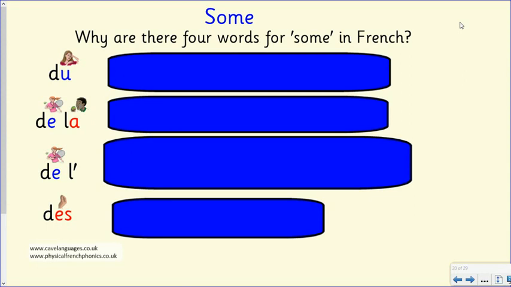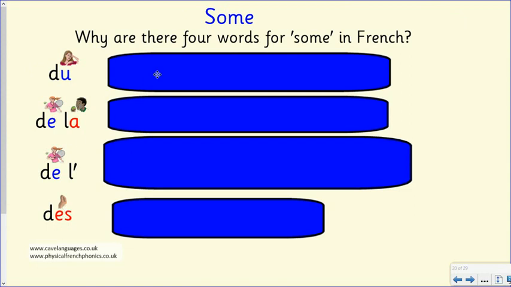So using that knowledge you have of the words for the, I wonder if you can work out when you use these 4 words for some. Let's have a go at saying them first. We've got du, de la, de l', and des.